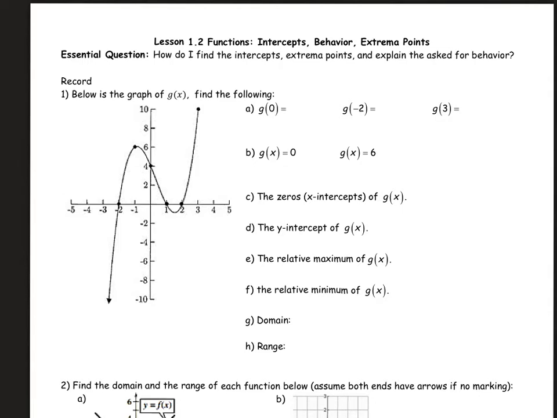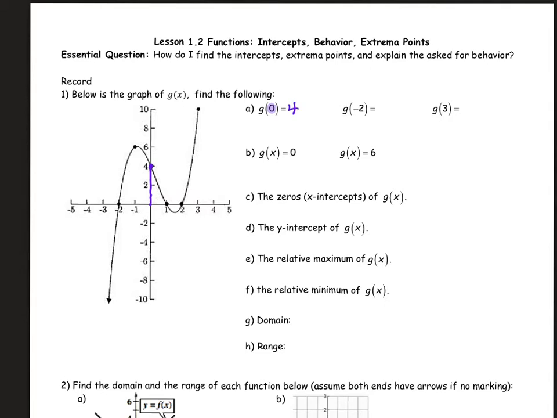Our first problem says, below is the graph of g of x, find the following. So first they want me to find g of 0. Remember that this is my x, so the 0 is my x. I'm going to go on my x-axis to 0, and then I want to find on the graph what the value of y is at 0. So here's x at 0. I'm going to go up to my graph, which is here, and y equals 4. And that's it. I'm done.